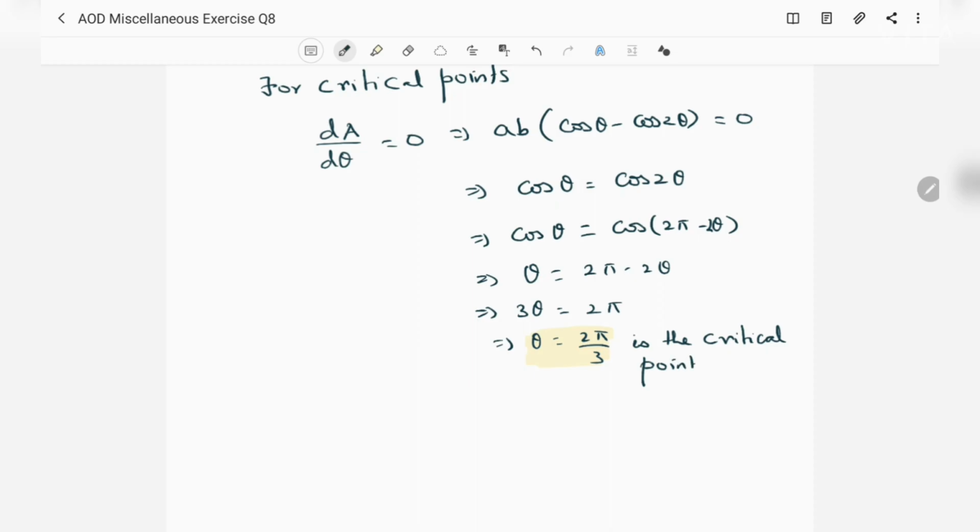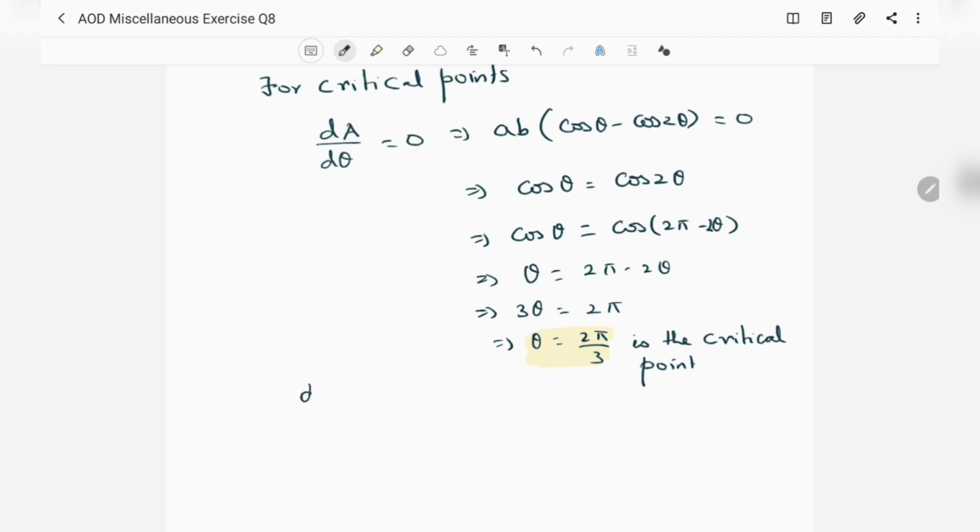Critical point. So after we obtain the critical point, the next step is to check whether this critical point is a point of local maxima or minima. And if we are able to prove that this critical point is a point of local maxima, then we are going to get maximum area by substituting 2 pi by 3 in the function area. So let's check whether it is a point of local maxima or not by using the second derivative test.